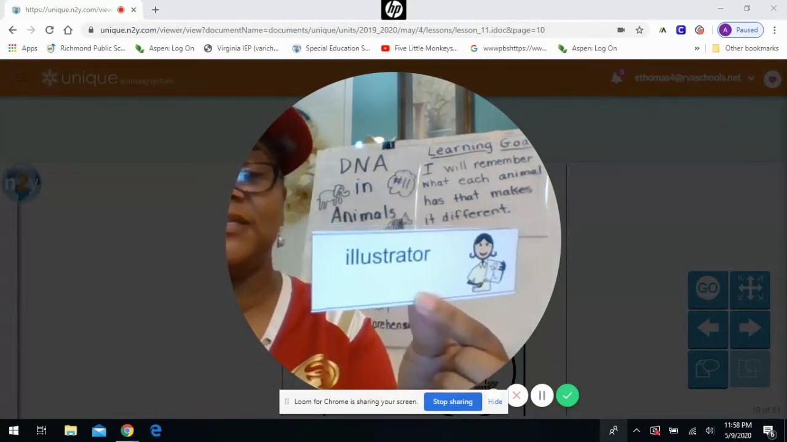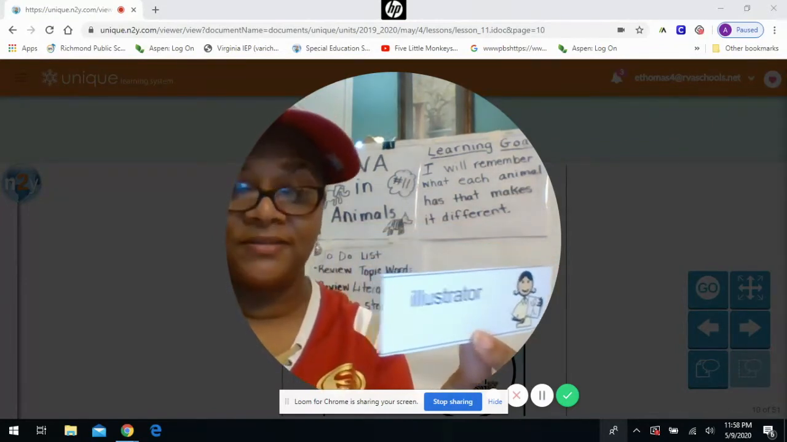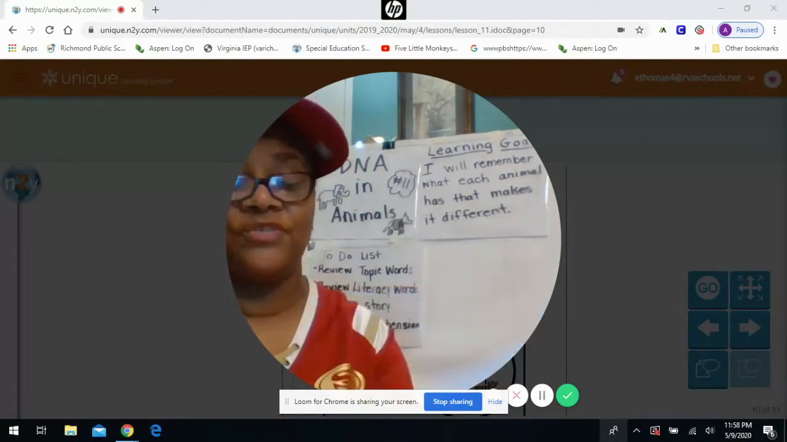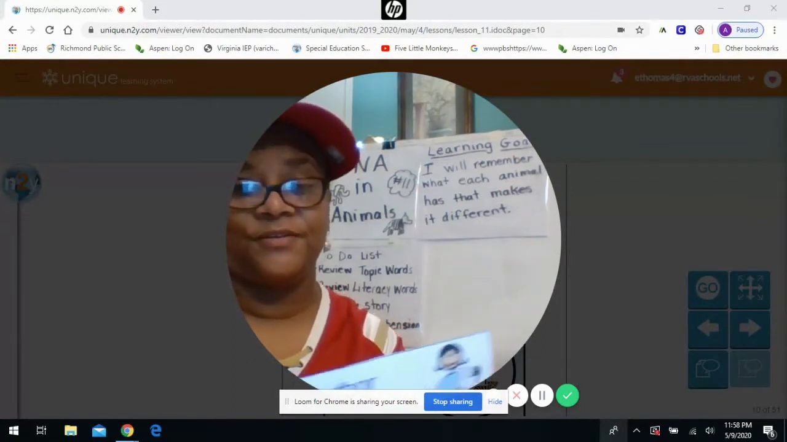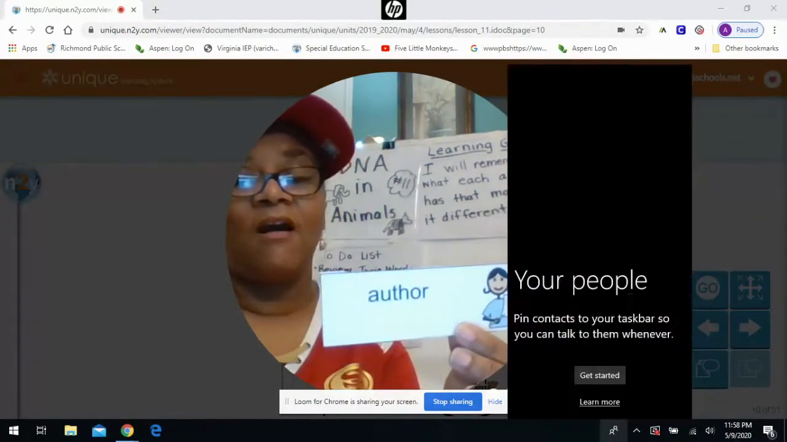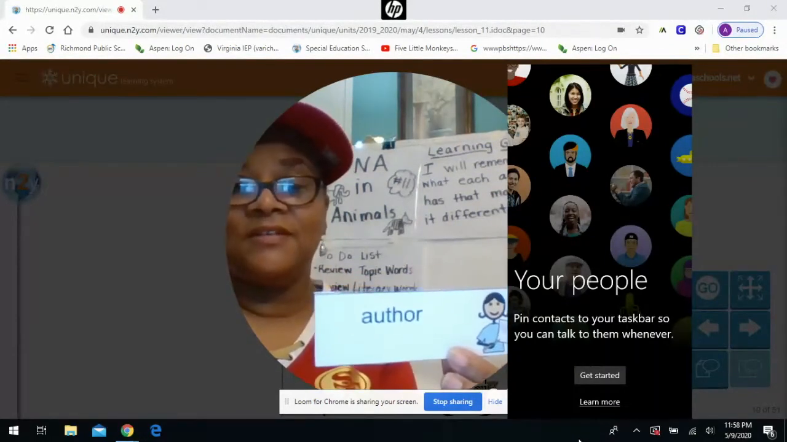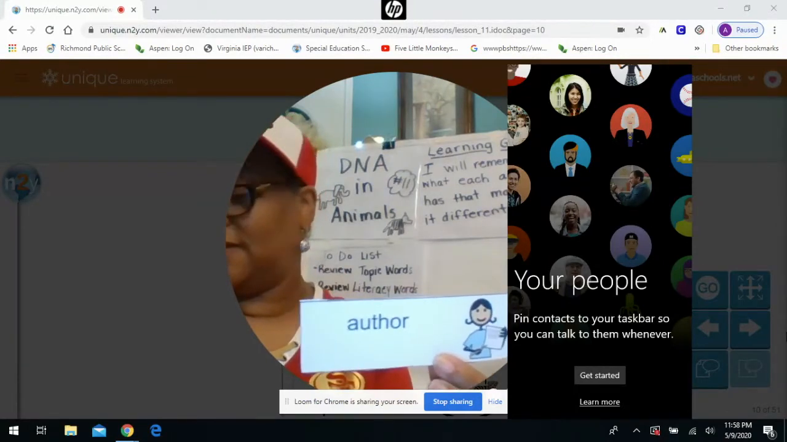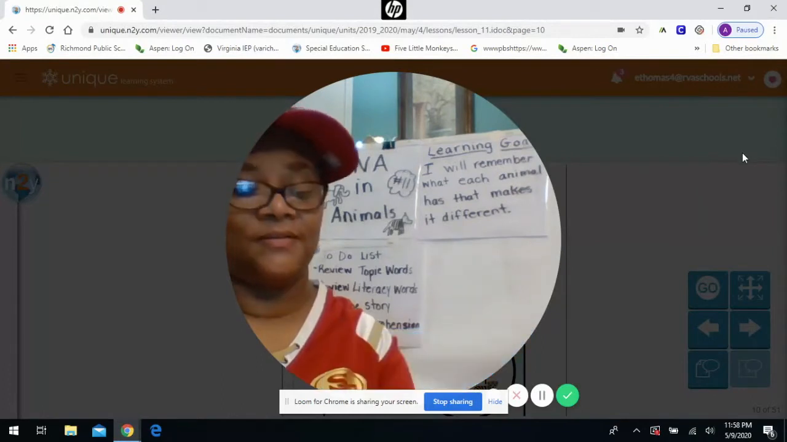And what is this? The illustrator. And the illustrator does what? Draws the pictures in the book. What does the author do? The author writes the words in the book.